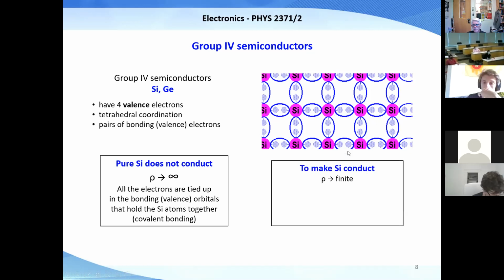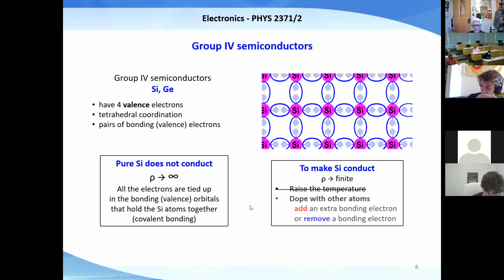Okay, to make silicon conduct, make rho finite. Well, you could raise the temperature, but you have to raise it very high, and we wouldn't want to do that. We wouldn't want to raise it to hundreds of degrees Fahrenheit. The way we want to make them conduct is to dope them with other atoms.